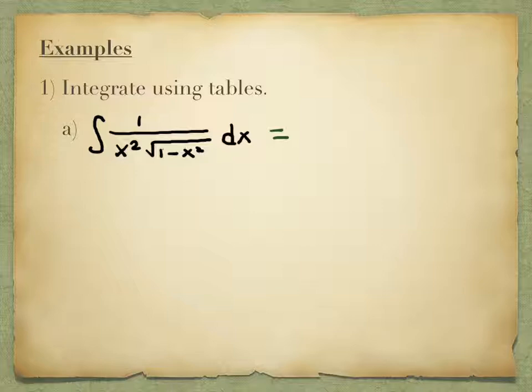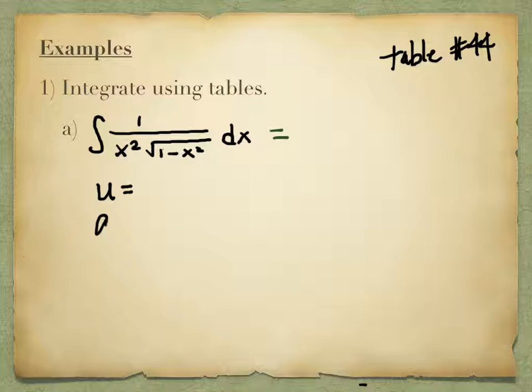So, okay. As you're using your integration, you're going to write down which table formula you're using. So this is your table value, number 44, right? And as you're doing this, let's identify what u and a are and match them up. So what is u in your problem? Yes, it's x. And what is your a in your problem? 1, right. So then you're going to read the right-hand side of this table, and the right-hand side of this table simply tells you the answer.